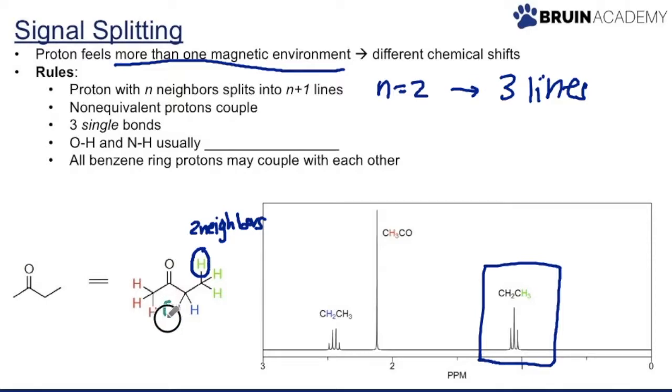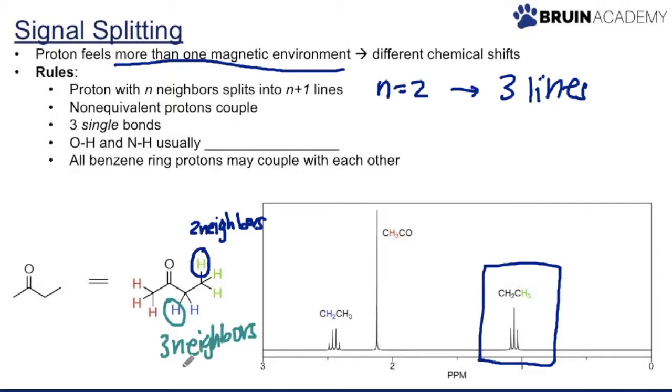So let's take a look at this hydrogen and count how many single bonds away. So 1, 2, 3. So this is 3 single bonds away. And again, we have one neighbor here for this hydrogen. And since this hydrogen is equivalent to the other green ones, we're going to go ahead and count those also as neighbors for this one. So as a result, we have 1, 2, 3, 1, 2, 3, 1, 2. So we have 3 neighbors for this hydrogen.